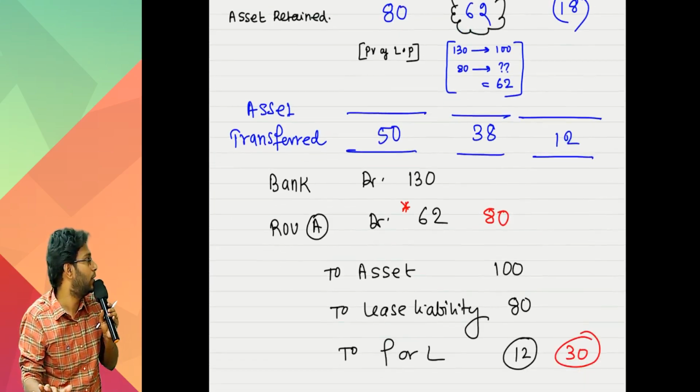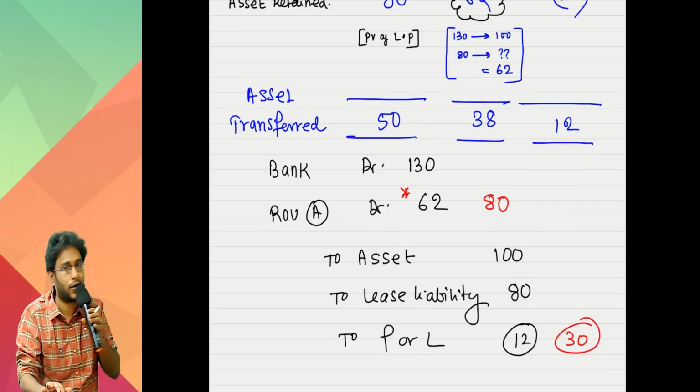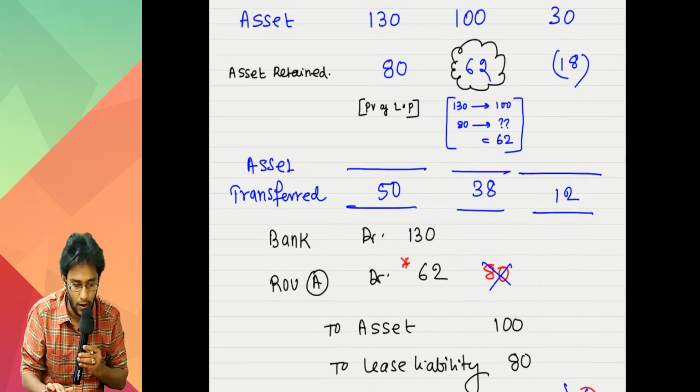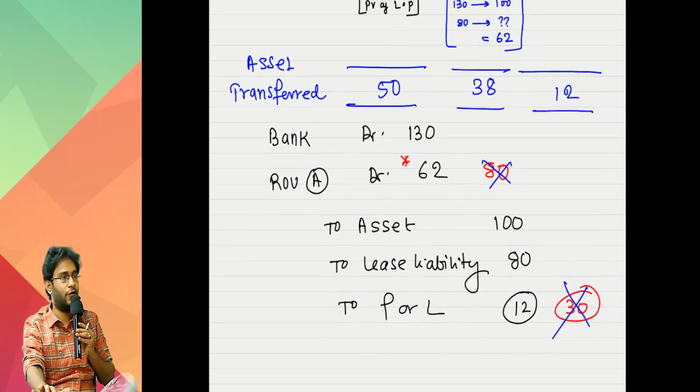But we write it like this so that whatever has to happen correctly will happen. I hope this is clear for you.